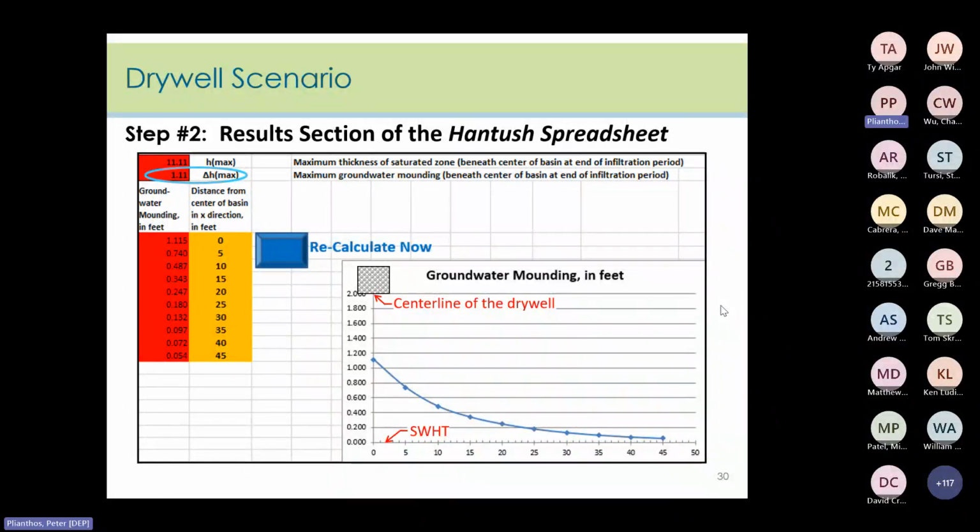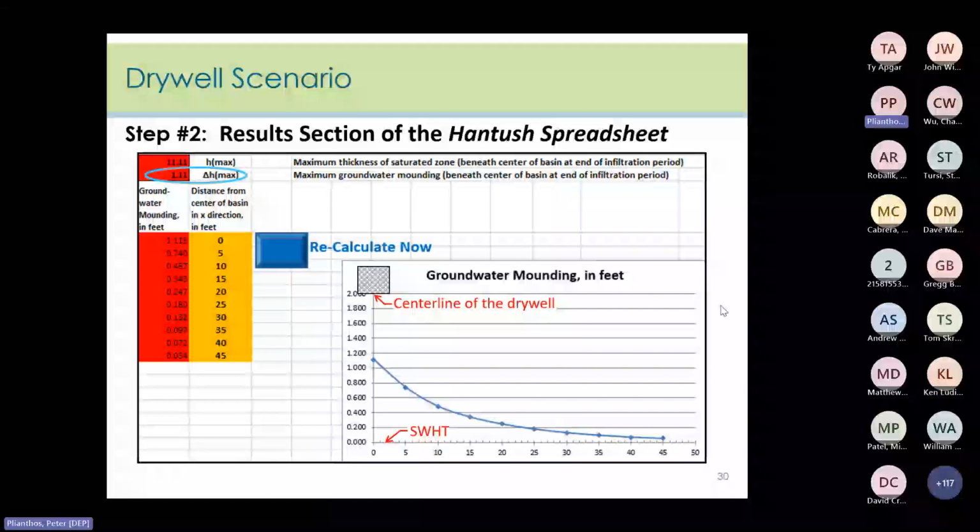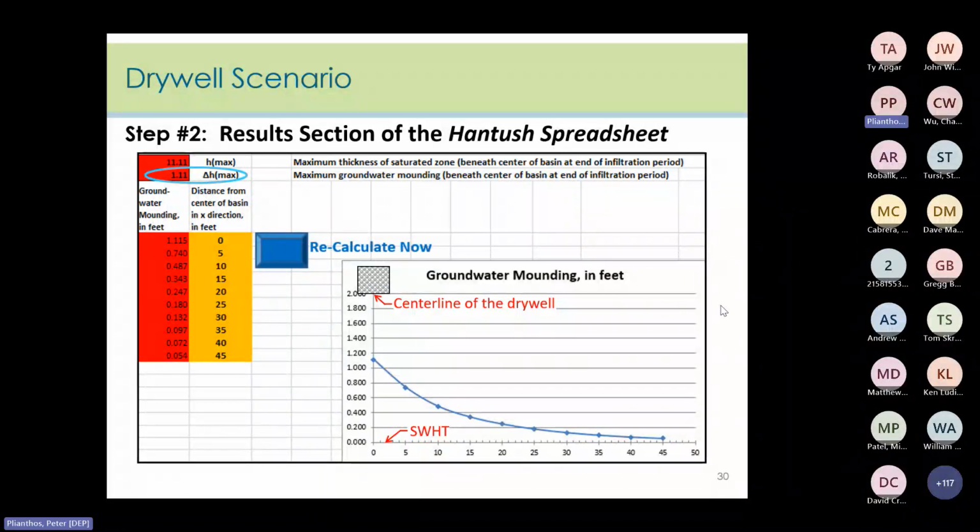The temporary groundwater mounding does not encroach upon the bottom of the dry well, where it would have impaired infiltration had the mounding extended that high. Are we done? No. The rules require we also check the impact to the adjacent structure.